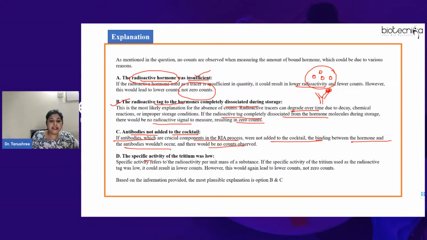And the last is that the specific activity of the tritium was low. Even if the specific activity of tritium was low, you will get a few counts, not zero counts. So the most appropriate answer here is statements B and C, not A, not D. Therefore, the answer here is option 4. Those who have answered option 2, option 3 or 1, I hope it is clear why the answer is option 4.